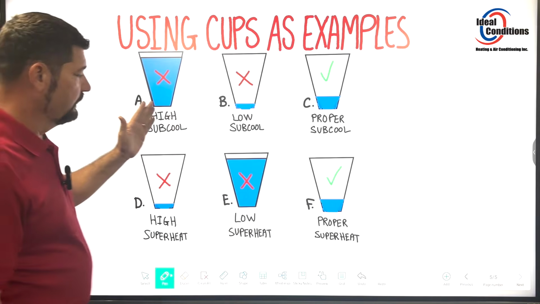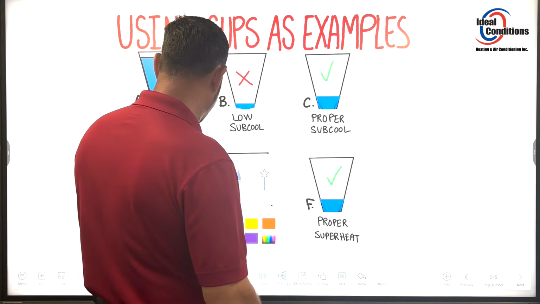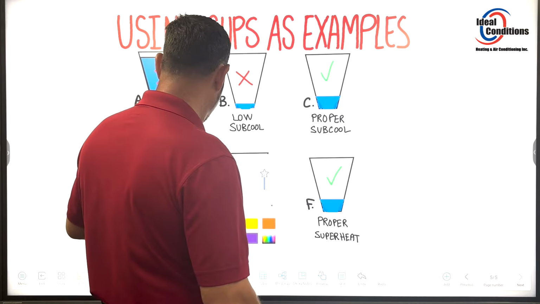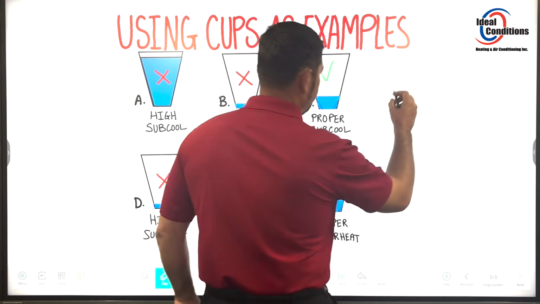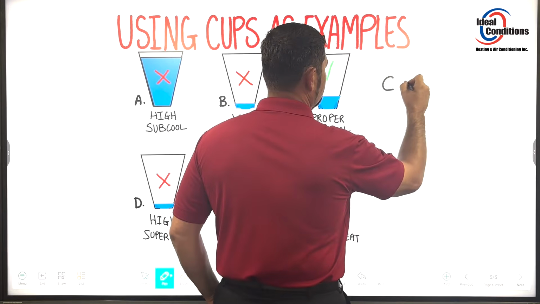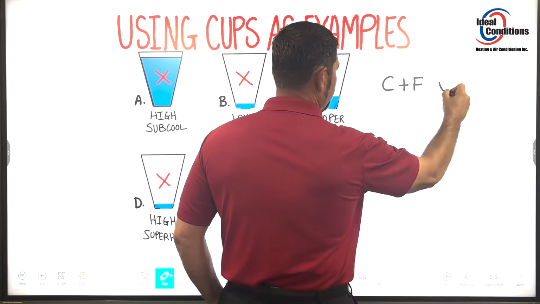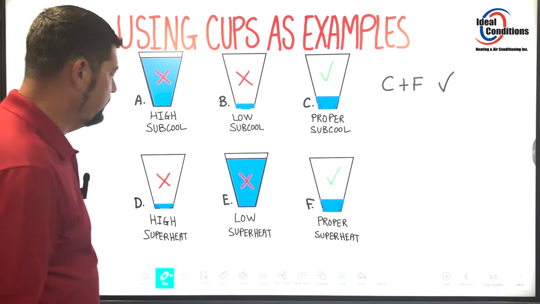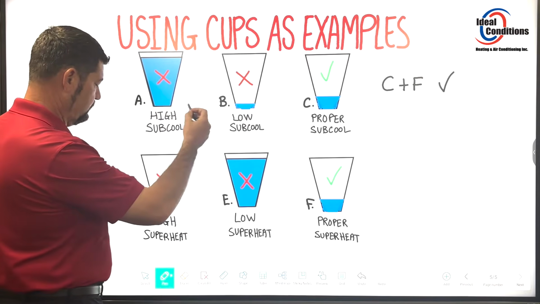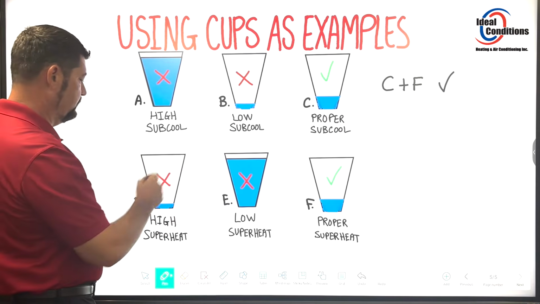So let's try to say that C and F. Okay? C and F. Okay, that's good to go. All right? So that only leaves us with a combination of A to D and E, or a combination of B to D and E.